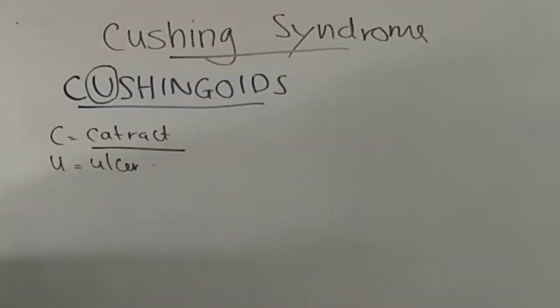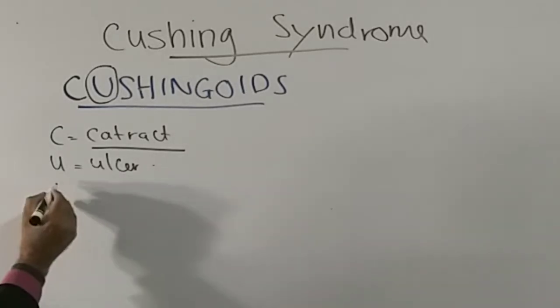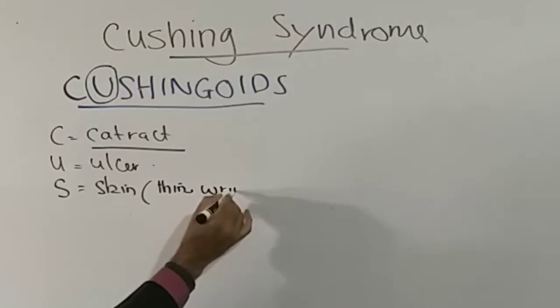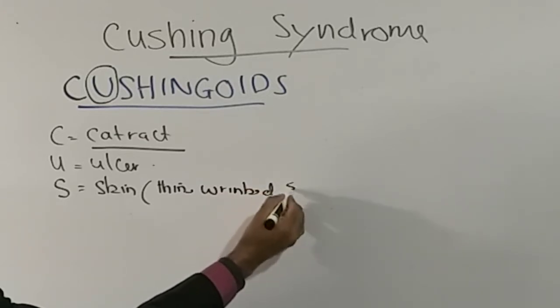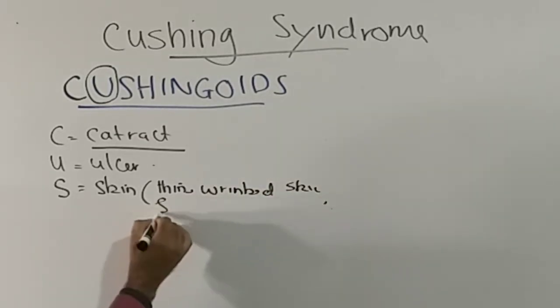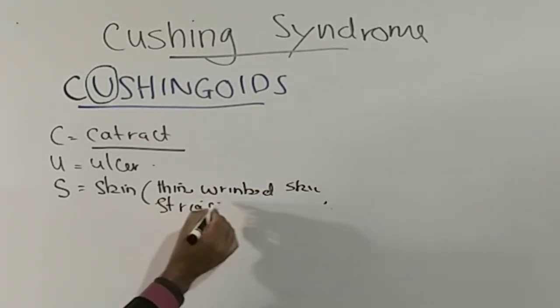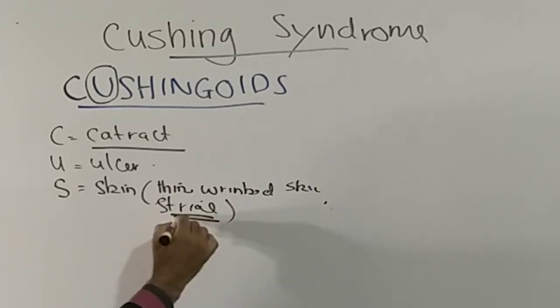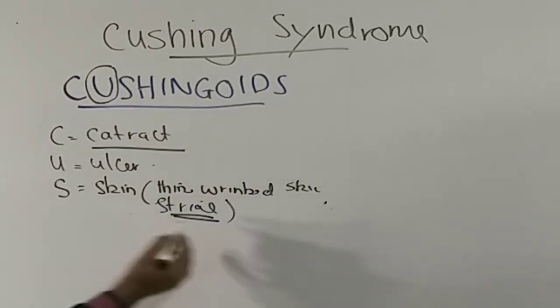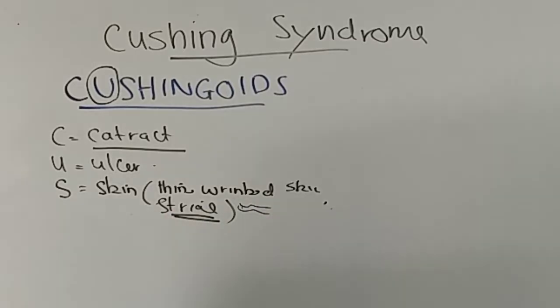These patients not only develop gastric ulcer, but they also develop some ulcers on the skin, and they do not heal properly. What is S? S is skin. These patients have thin, wrinkled skin, and they have stria or pink linear or pinkish line on their abdomen.